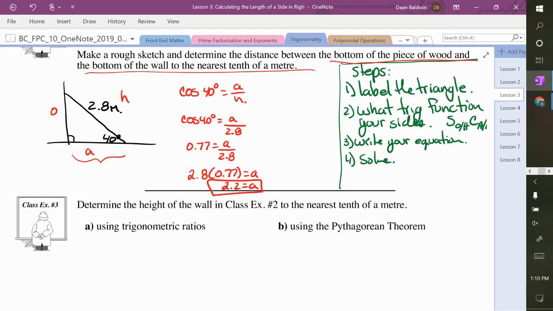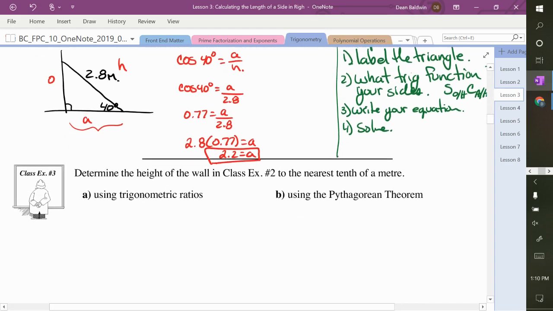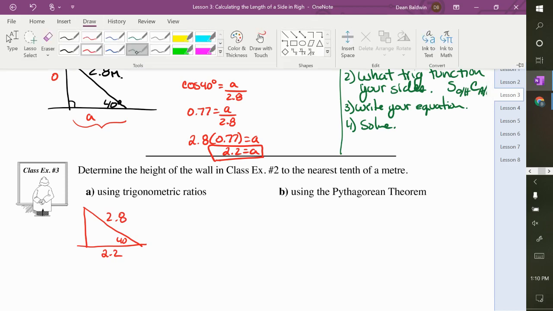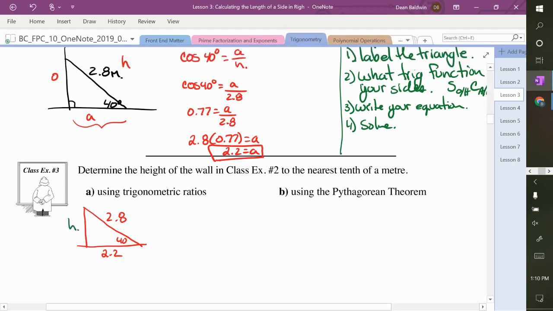Next one. Determine the height of the wall in the above example. So now we have more information. If you look, I'm going to redraw this triangle. We know that's 40. We just calculated. This is 2.2, and this is 2.8. They want us to find the height of the wall. I don't want to call it H because that'll get confusing. Call it X.